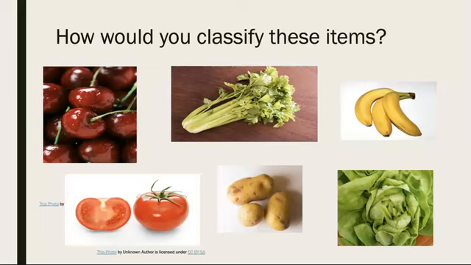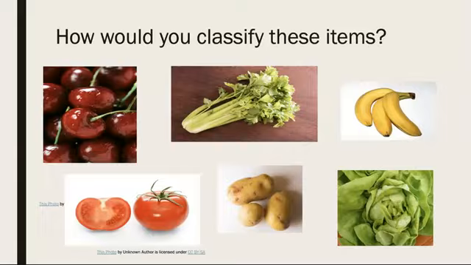How would you classify these items? What groups would you put them into? You could have them as one group, right? Like, let's say you're running a grocery store. This would be produce, okay? If, however, you wanted to put it into two groups, let's say you're making a dish that you want to make sure tastes wonderful.